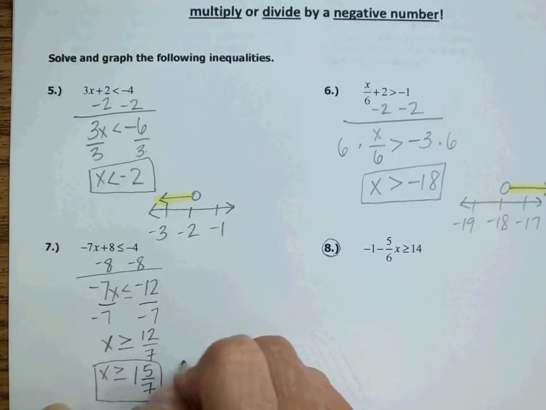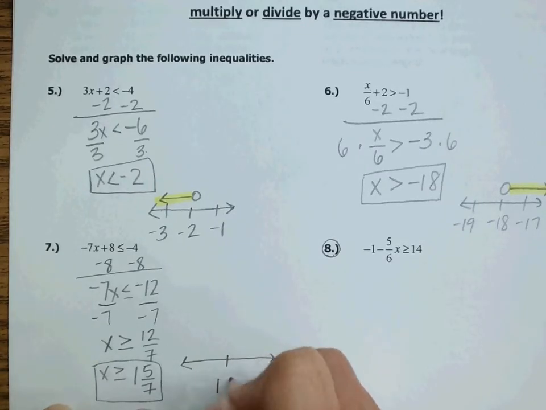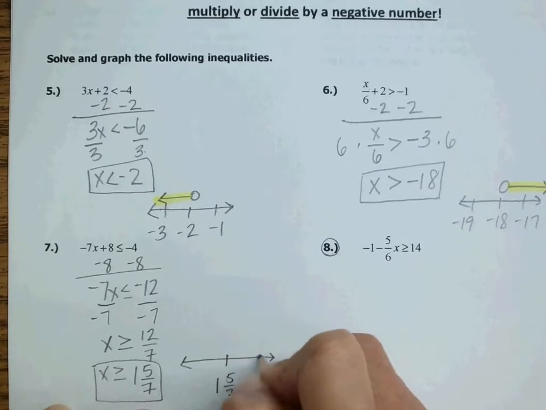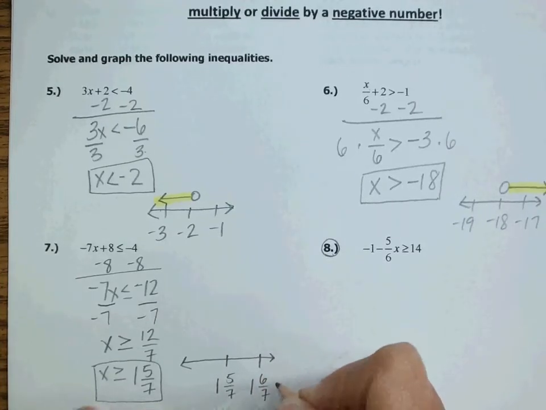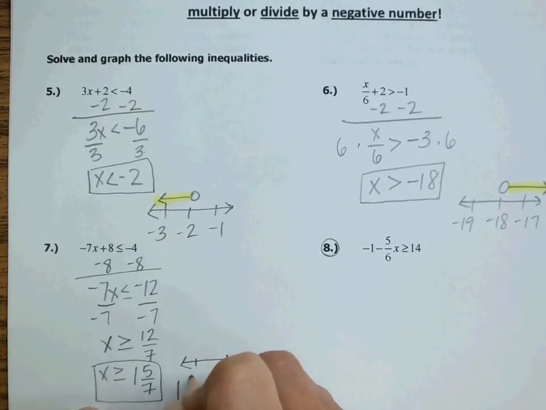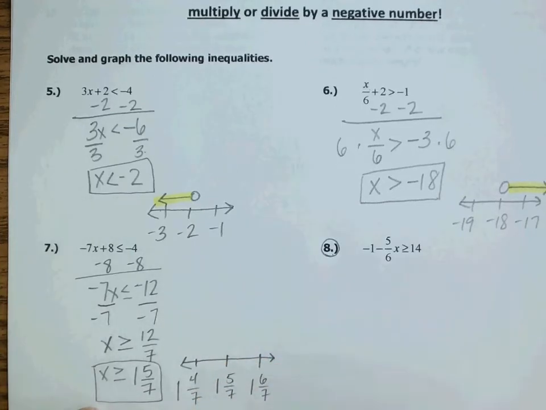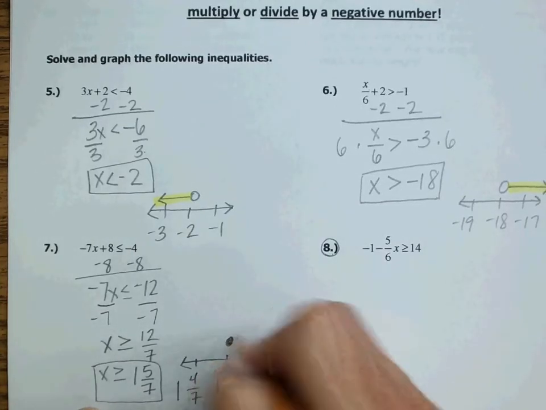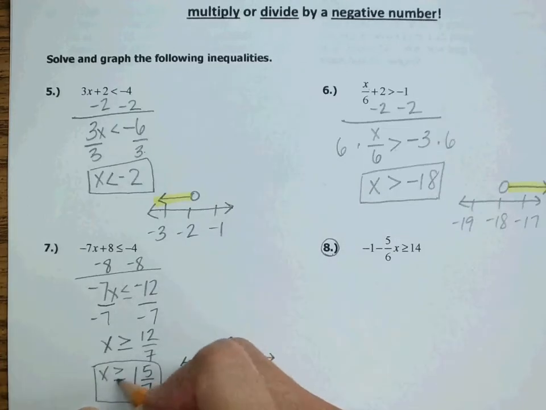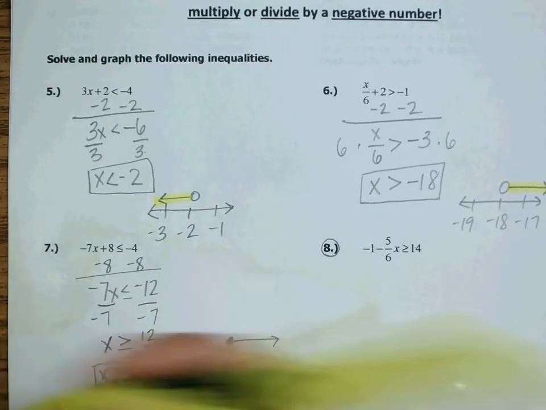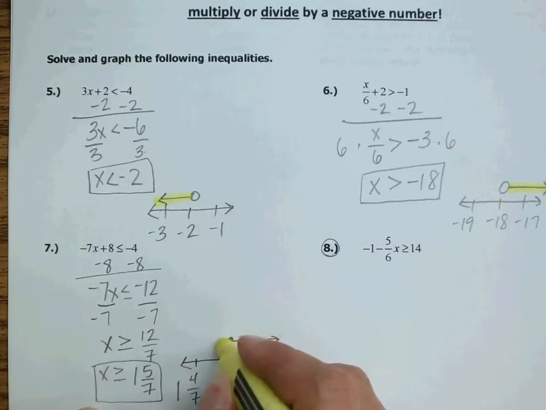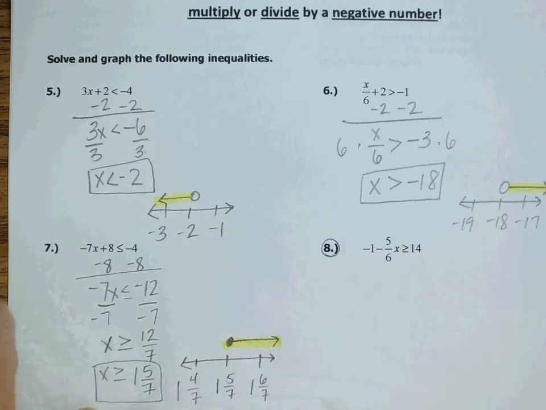There we go. On my number line, 1 5/7. Greater than is going to be 1 6/7. Less than is going to be 1 4/7. It's a closed circle this time. It's greater than, so my arrow shows greater than values. And my solution includes the closed circle. It's everything to the right, all of my numbers to the right of 1 5/7.